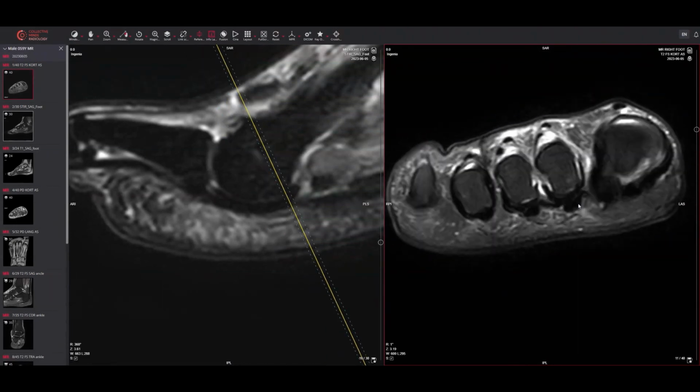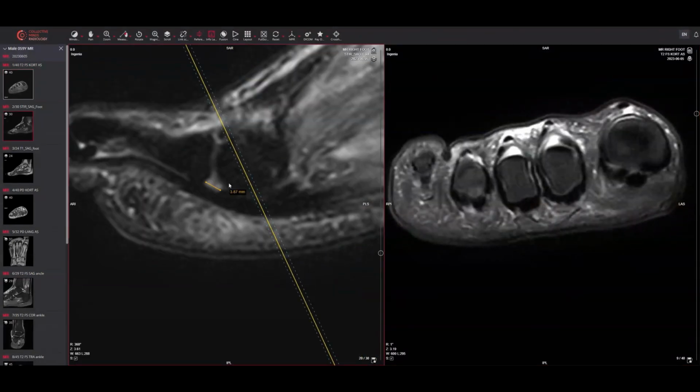In this case, when we look at the second MTP, we can appreciate the flexor tendon and the plantar plate itself. This is a measurement of what would have been the recess, but it's larger than 2.5. It's closer to almost 4 millimeters, 3.87. And this is a widened recess.